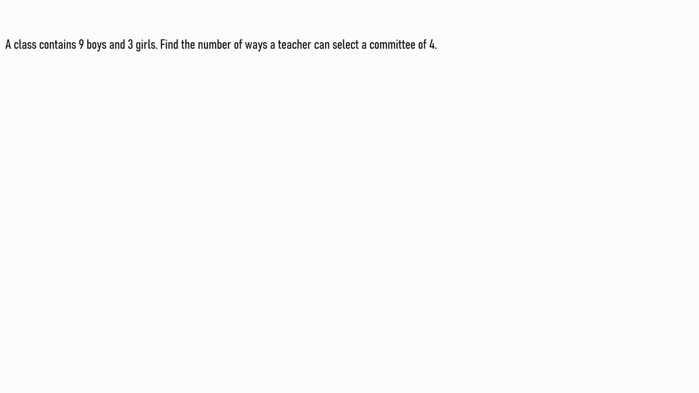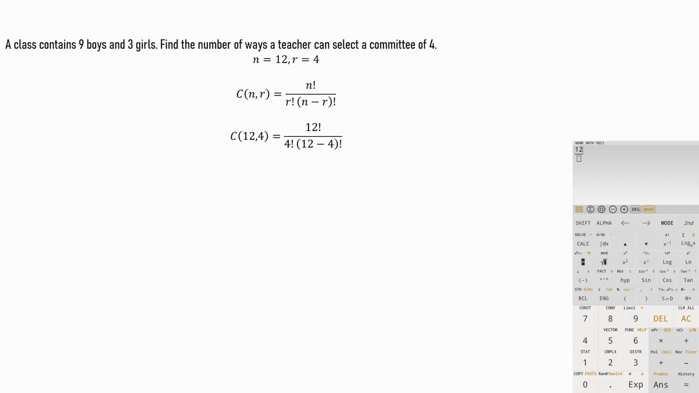A class contains 9 boys and 3 girls. Find the number of ways a teacher can select a committee of 4. It does not matter whether boy or girl, as long as the teacher picks 4. So, therefore, you have a total of 12, taken 4 at a time. Using the formula for combination, we substitute the given: 12 factorial over 4 factorial times 12 minus 4, so 8 factorial. That gives 495 ways a teacher can select a committee of 4 from a class that contains 9 boys and 3 girls.